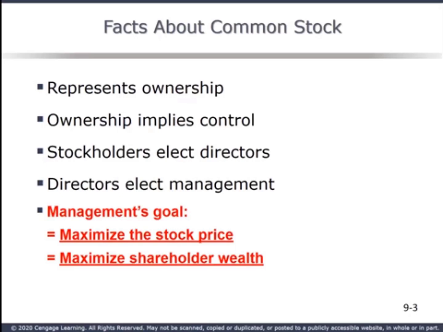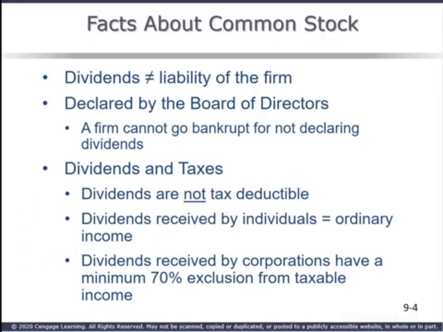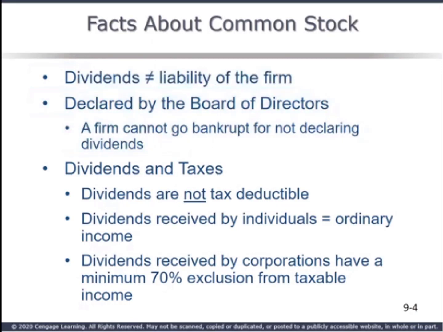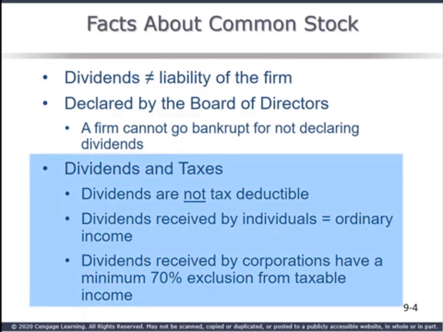Management is acting as agents for the owners, and as such, their goals should be to maximize shareholder wealth, meaning maximize the stock price. Common stock can, but is not required to, pay dividends. They are not a liability of the firm as interest on bonds is. Each quarter, the board of directors meets and votes whether or not to pay a dividend and how much to pay. Dividends are not tax-deductible to the firm, and they are ordinary income to stockholders.